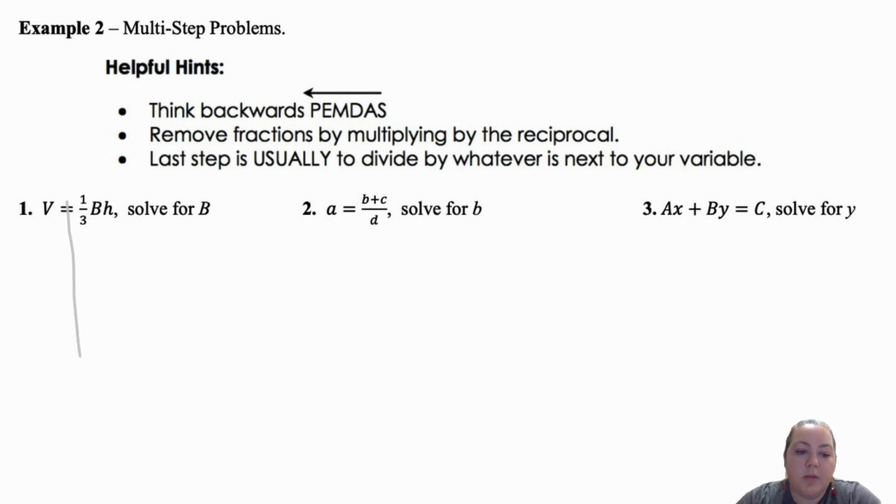All right. Volume equals 1/3 base times height. Solve for B. So I can get rid of the height. I could divide by H. And I get V divided by H equals 1/3 B. Then I can get rid of that fraction by multiplying by the reciprocal, which is 3 over 1. The reciprocal, you flip the fraction. 3 over 1, the 3's divide out, become 1. 1 over 1, that divides out, becomes 1. So I get 3V over H equals B.